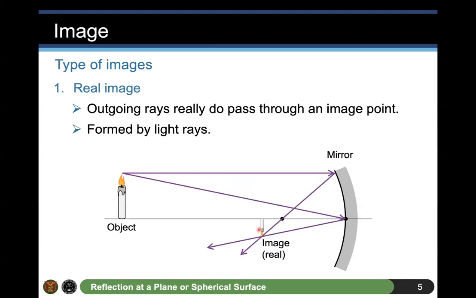These are formed by light rays, and the outgoing rays really do pass through an image point. These are the incident rays, the ones going towards the mirror, and the outgoing rays are the ones leaving the mirror. So when they intersect through a point, that image will be real.